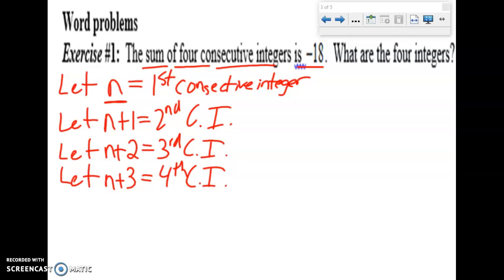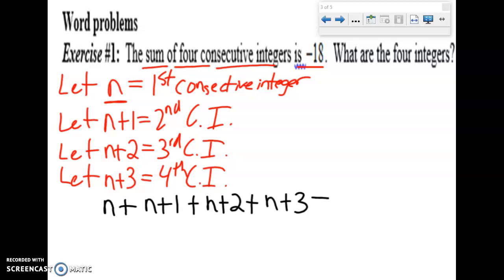Now I need an equation for this, okay? So it says the sum. So I simply just want to add these numbers up. So think about just adding the 4 numbers. So the n plus 1, the n plus 2, and the n plus 3, and the total is negative 18. Now let's go back and look at this by using some color. First number, second number, third number, fourth number. There they are, okay? From here, it's pretty straightforward.